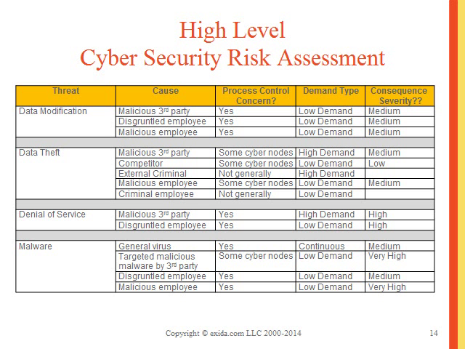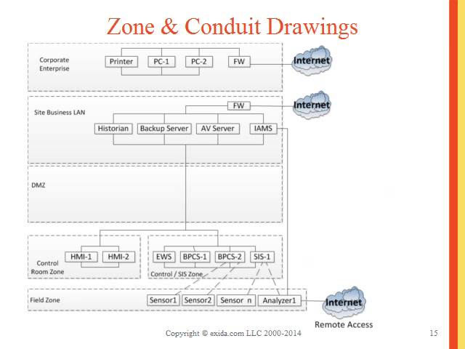So once you have this information in place, that identifies the basic requirements of your system. You want to make sure that you're clear on the architecture of your system, and the best way to do that is by identifying zones and conduits, which are the connections between zones. So this is a high-level architecture diagram showing the corporate enterprise zone, the site business LAN, the DMZ. There's identified in this particular drawing a control room zone, a safety instrumented system zone, and a field zone.